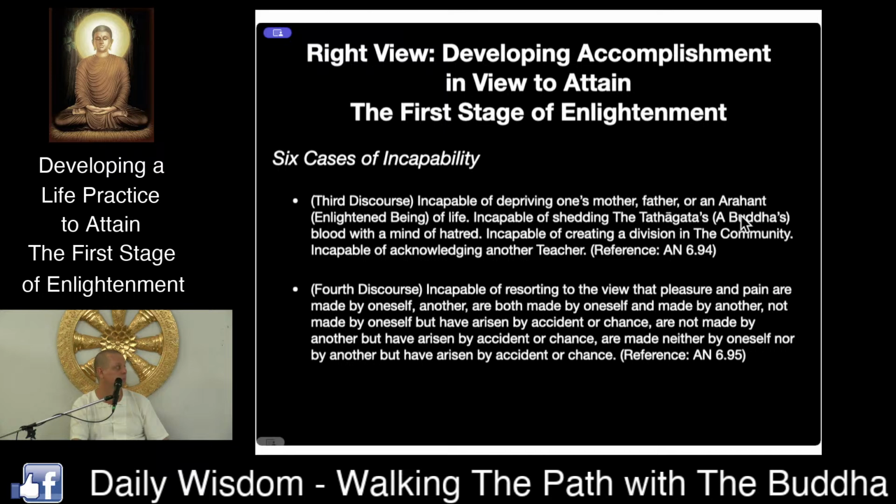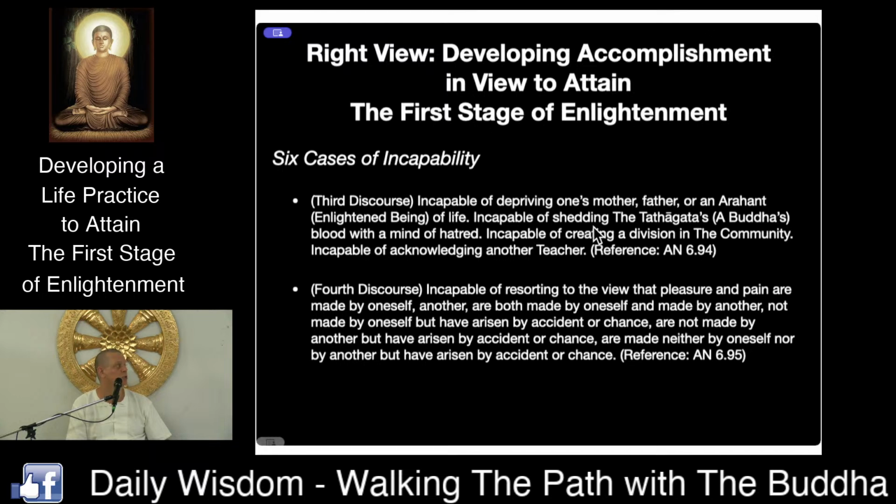They also wouldn't be able to kill an arahant, who's an enlightened being, because by the time you get to accomplishment in view, you would know how important enlightened beings are to the world, that without enlightened beings, other people aren't going to be able to understand the teachings of the Buddha and actually be able to get to enlightenment. If there weren't enlightened beings in the world, we would lose the teachings that it takes to be able to get to enlightenment. So by the time you get to accomplishment in view, you would be incapable of killing an enlightened being.